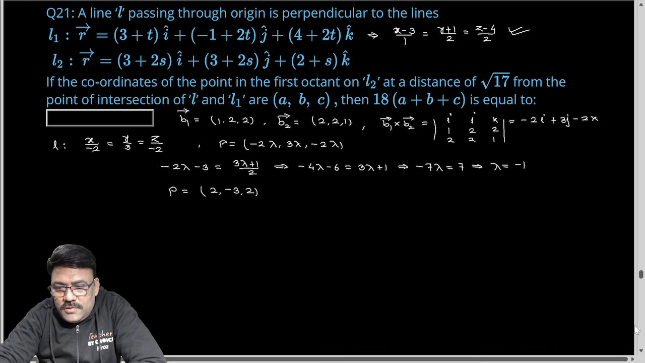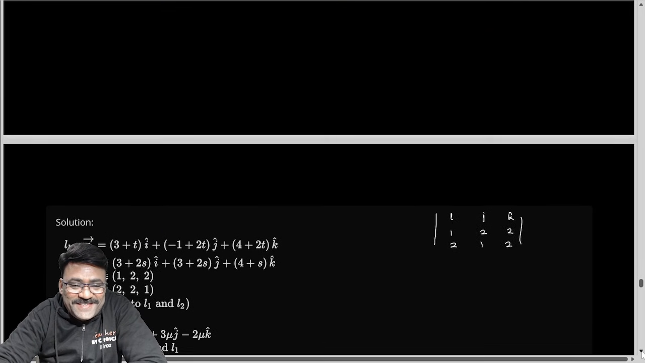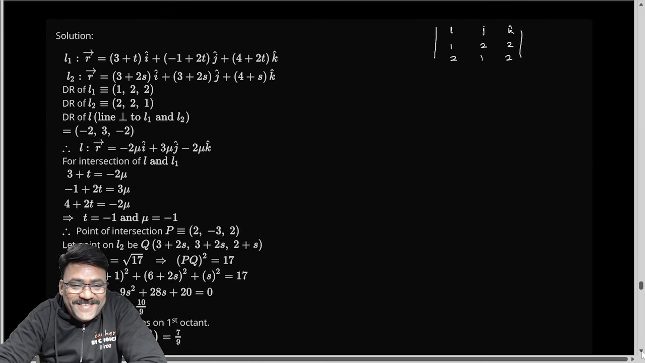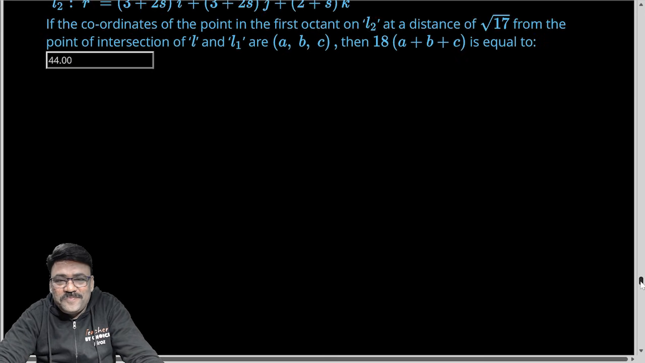Let me check. I don't want to take any risk now of doing the calculation again. So it is 2, minus 3, 2. Yes, point P is 2, minus 3, 2.